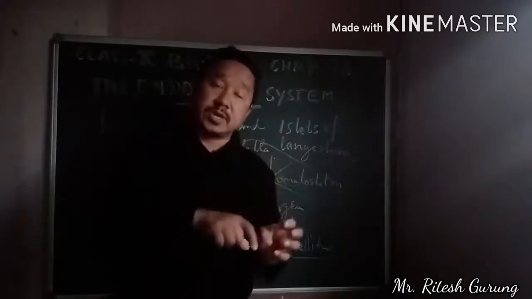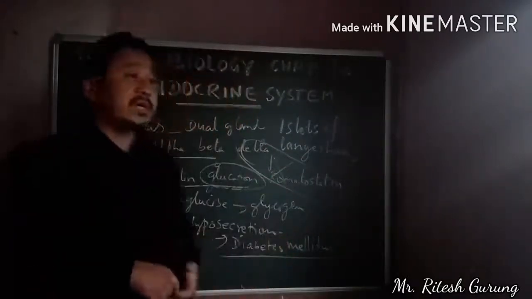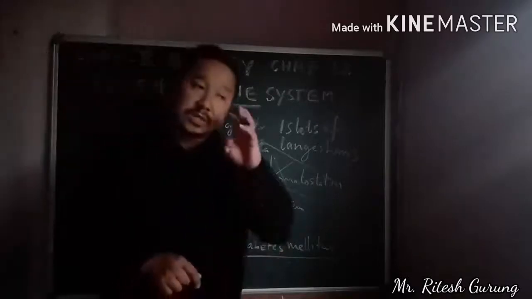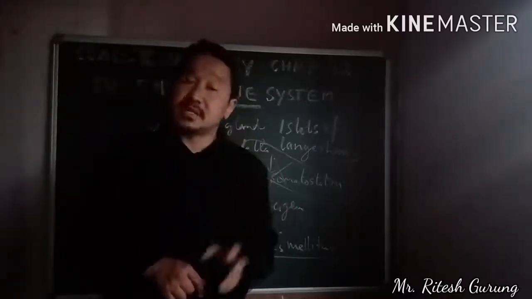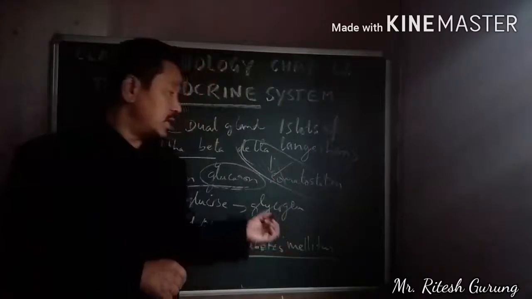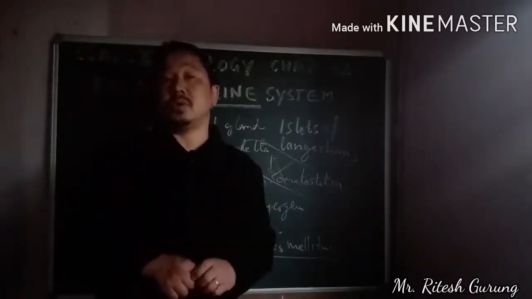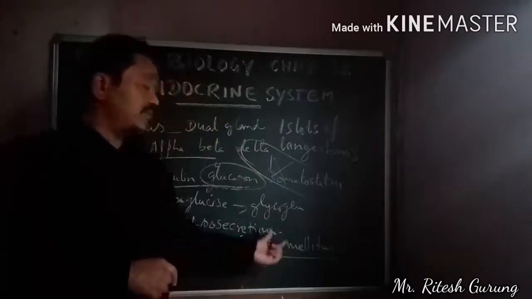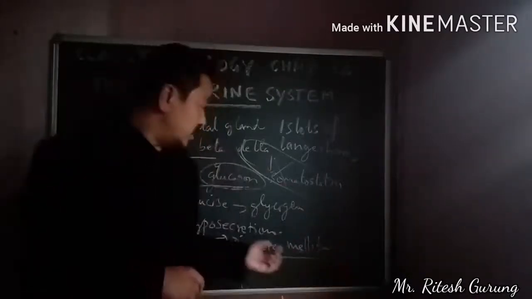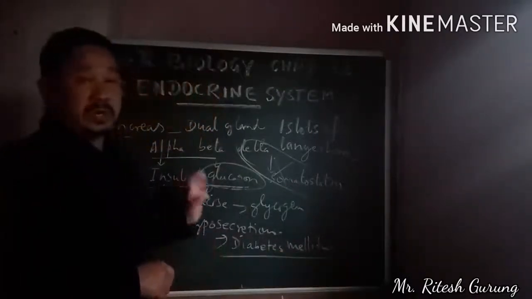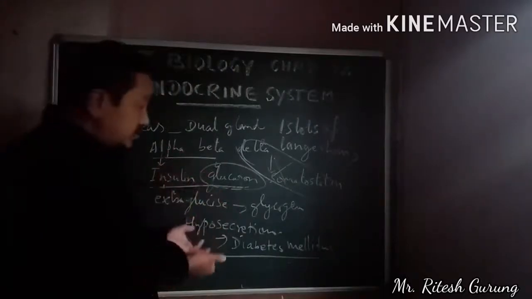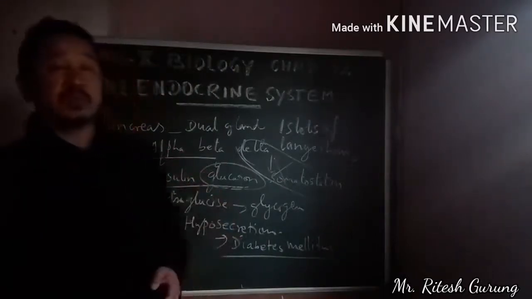And if it is chronic, if the condition becomes severe, then the person will lose the vision, or the sight also. So these are the symptoms of this disease called diabetes mellitus, caused due to the hyposecretion of this hormone. That means when insulin is less, that time this problem is caused.